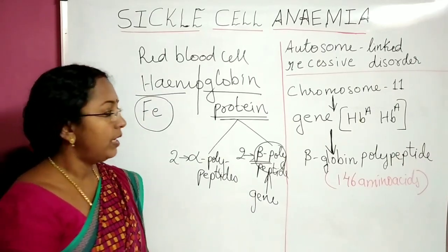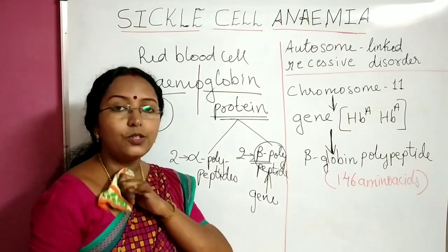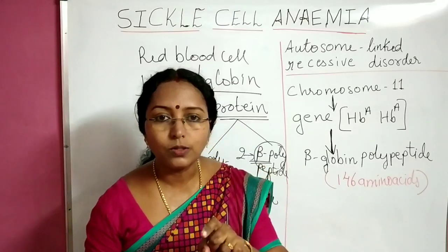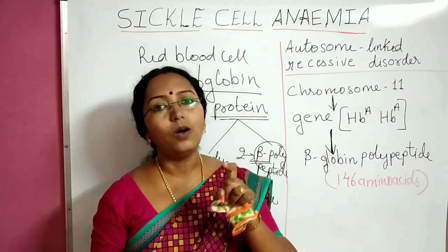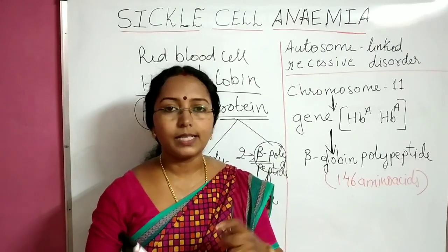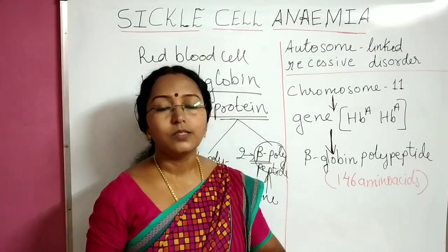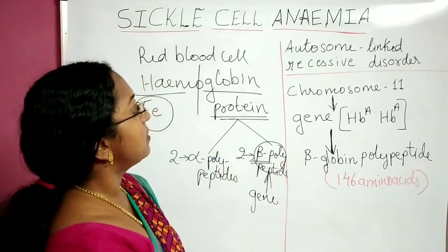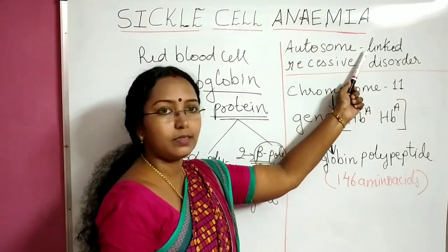Okay. And where is that gene present? It is present in chromosome number 11. So chromosome number 11, is it an autosome or a sex chromosome? It is an autosome, isn't it? Sex chromosomes are X and Y. The rest of all chromosomes are autosomes. So chromosome number 11 is also an autosome.